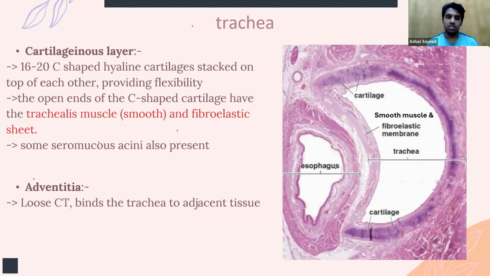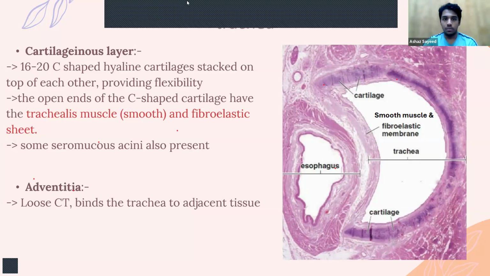Along with the trachealis muscle, you also have your fibroelastic sheath, but the most important structure to remember here is the trachealis muscle. That's the important structure over here. And then you also have some seromucous acini, so some glands. Adventitia, the same thing. It just connects the trachea to the outside regions.